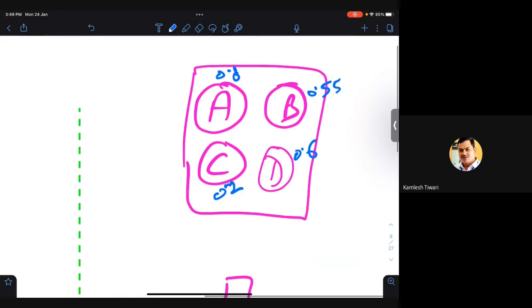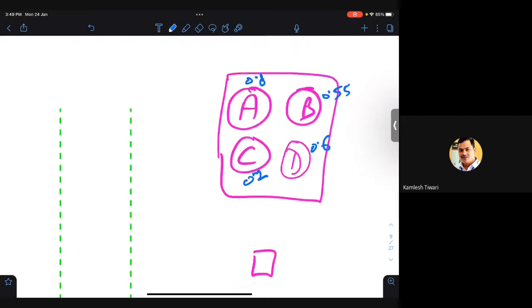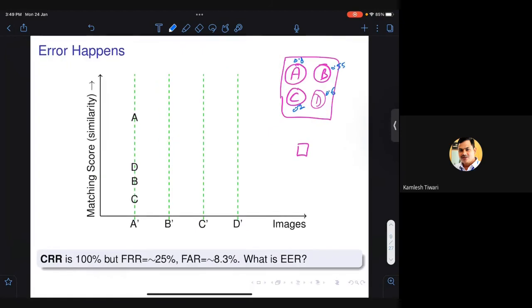Let's assume that these scores he has got. So can you help me, who is this particular person? A. All right, great. This particular person is A. So some person's image I got, and if I arrange the scores, the highest score is going to be found with respect to A. I can say that he is A.